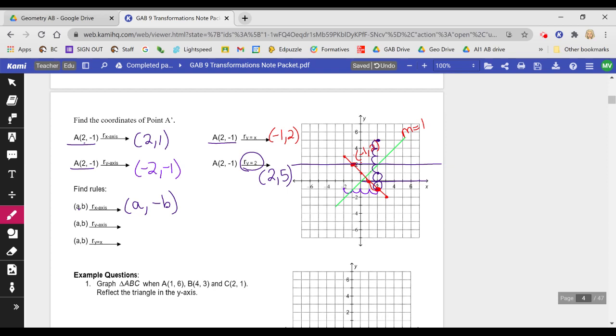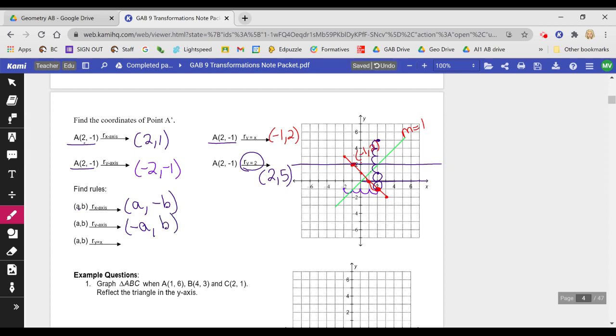So the rule for reflecting over the x-axis is you keep the x-coordinate the same and the y-coordinate changes sign. Now when I look at over the y-axis, you can see that my y-coordinate stayed the same, but my x-coordinate changed signs. So (a, b) over the y-axis would become (-a, b).